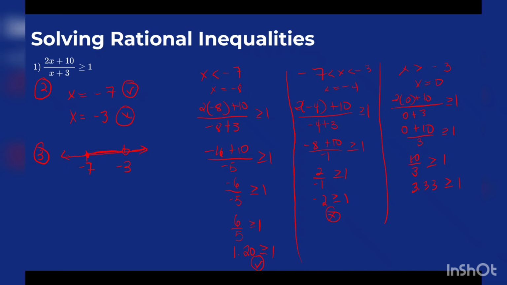And since this inequality is true, that means this interval is included in the set of solutions for 2x plus 10 over x plus 3 is greater than or equal to 1. So to summarize, the left side is included in our solutions. The second interval is not included. And the third interval is included in our solutions.